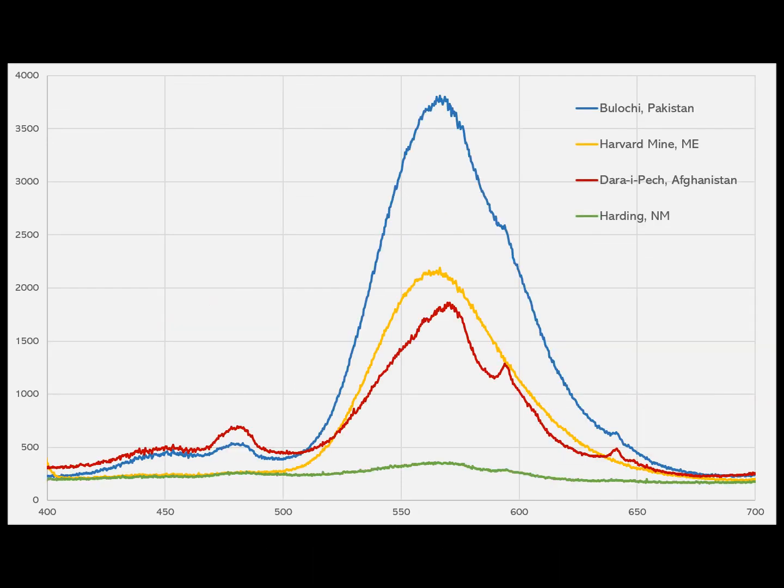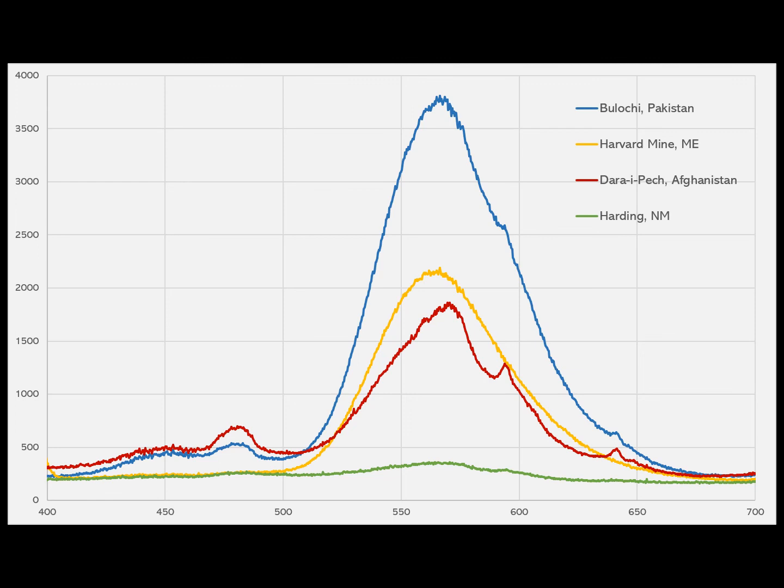This final graph shows all of the spectra for the previous yellow fluorescing apatites overlaid. So accounting for intensities, you can still tell that all of these apatites were dominated by manganese in terms of activation. Harding, New Mexico apatite is in green, the Dera-e-Pesh is in red, Harvard mine yellow, and then the Pakistan apatite in blue. While they're all dominated in manganese, all except for the Harvard mine apatite have some amount of rare earths, differing amounts compared to each other, that are likely controlling the exact shade of yellow fluorescence that you end up seeing.